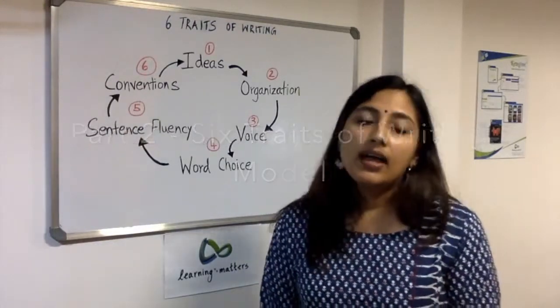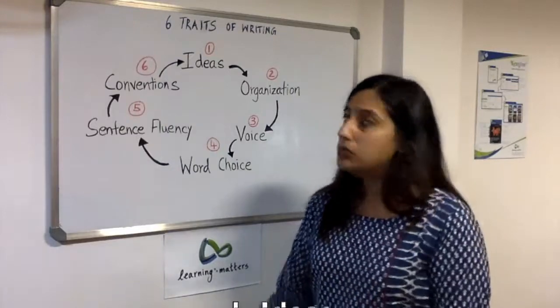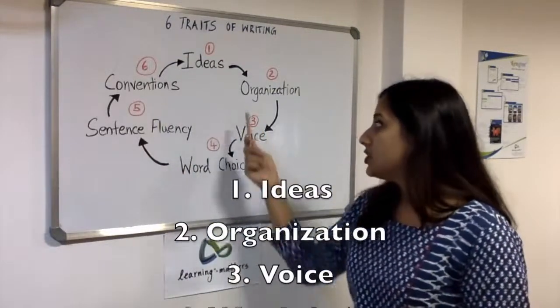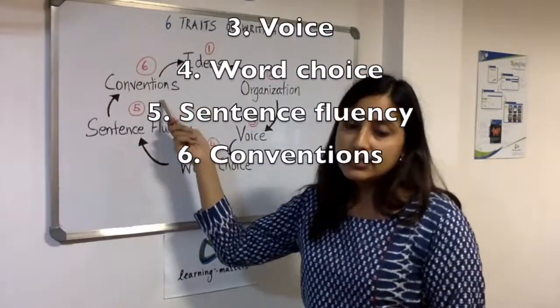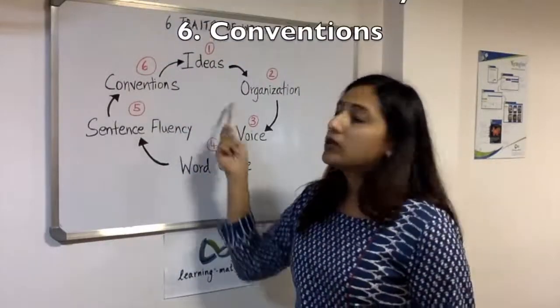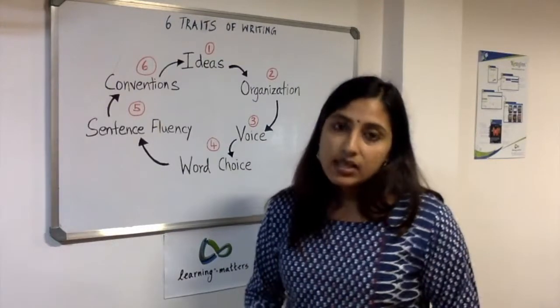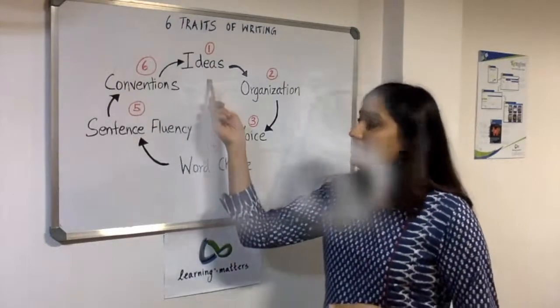In part 1, I introduced the 6 qualities of writing to you, which are ideas, organization, voice, word choice, sentence fluency, and conventions. Today, we will look at each one of these qualities in greater detail. So let's start with the very first one, ideas.